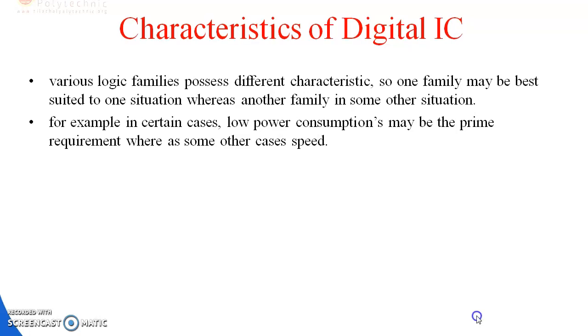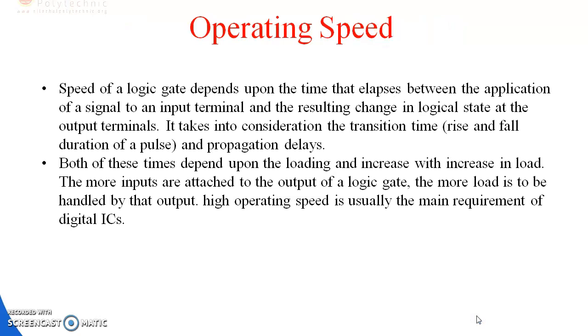So, the different types of characteristics of digital ICs are propagation delay, fan-in, fan-out, power dissipation, speed power product, operating temperature, voltage and current parameters, noise margin, etc. So now we are discussing operating speed.